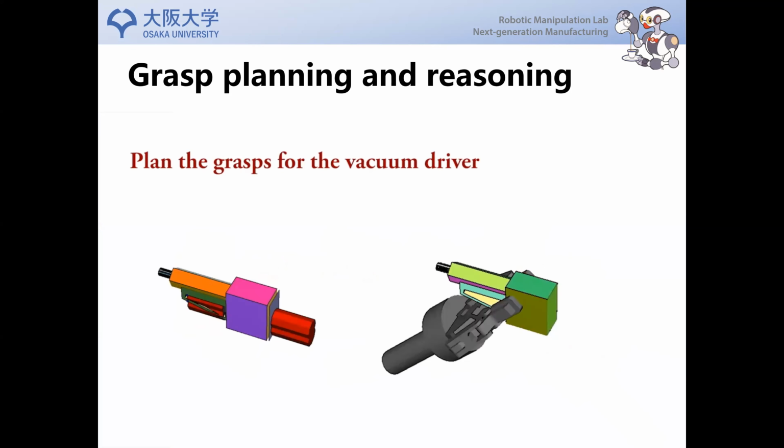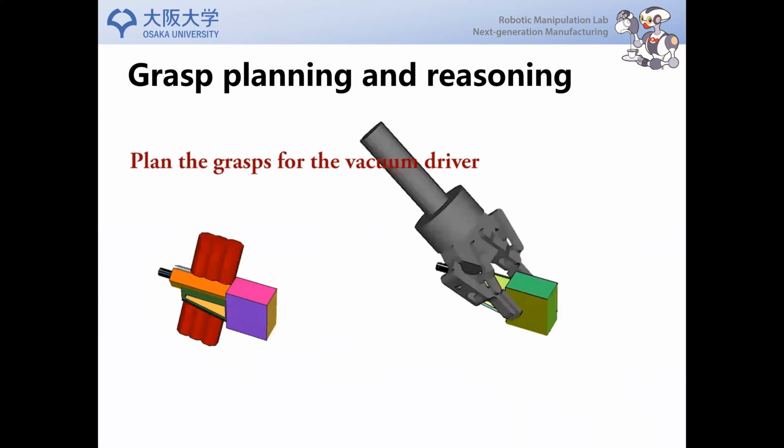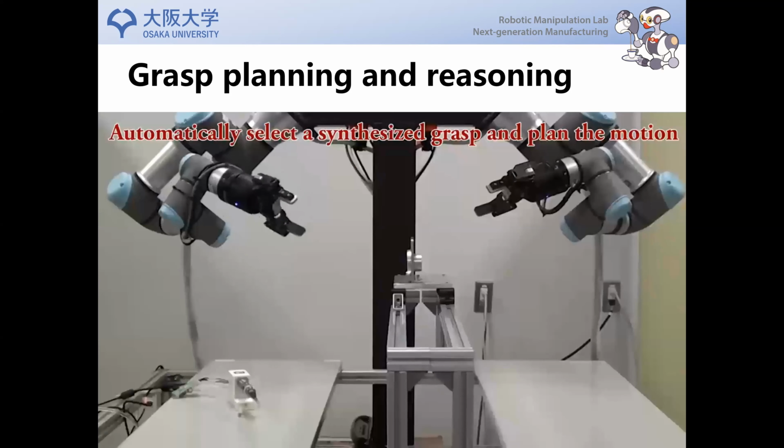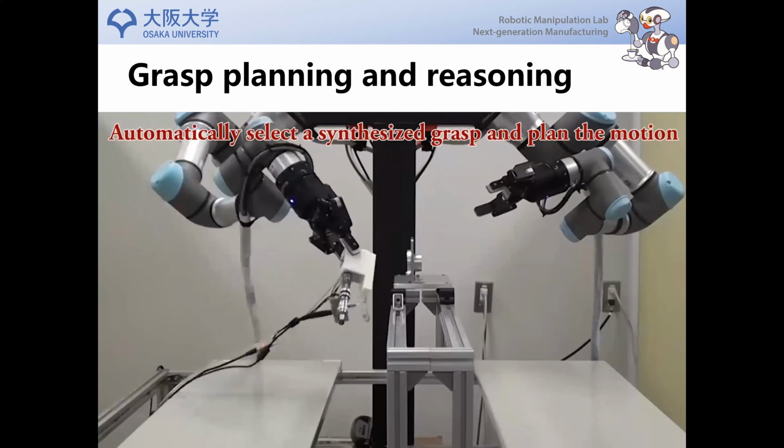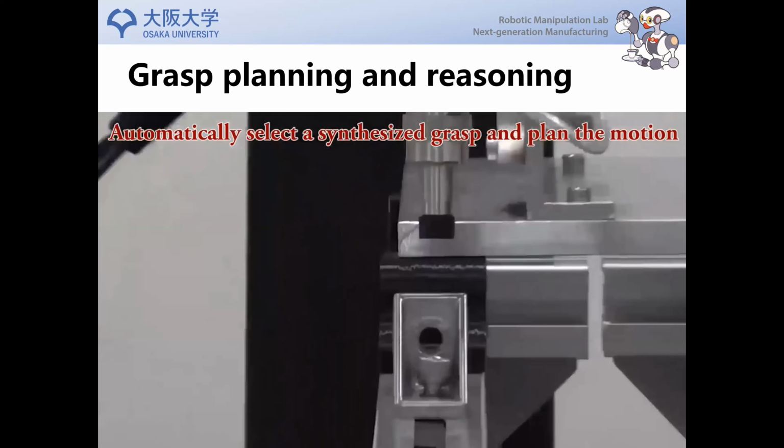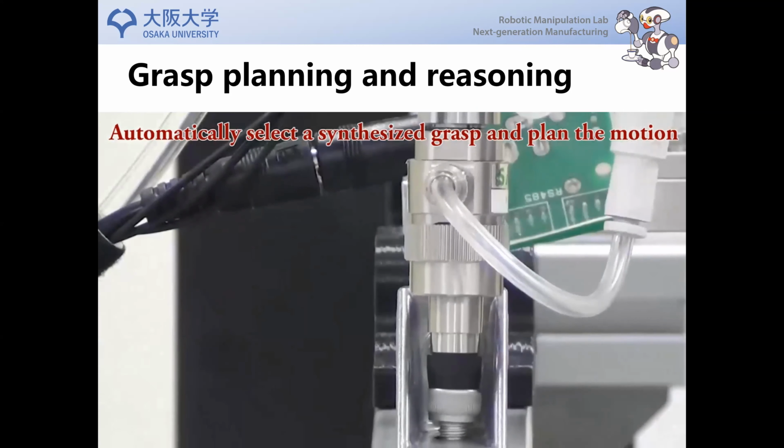Here is the second one, a screwdriver. Also, we have the CAD model. We use the CAD model to automatically plan the grasps, and then the robot will use one of the planned grasps to pick up the objects.